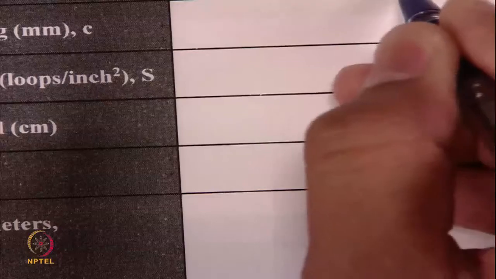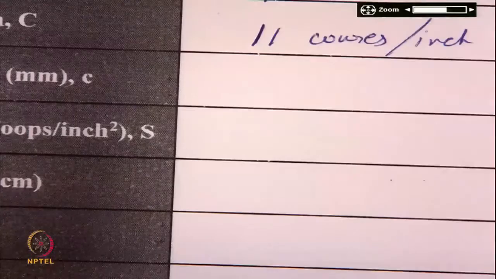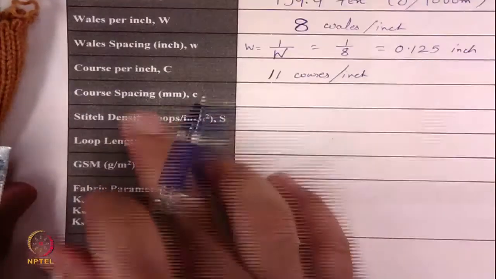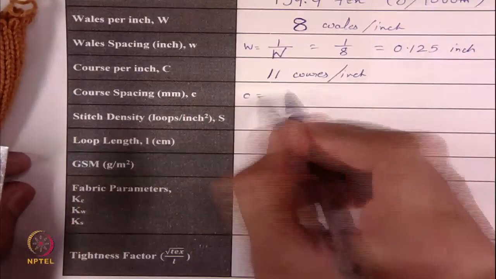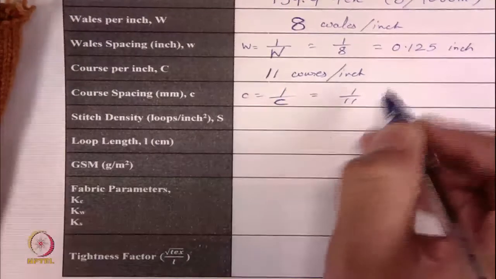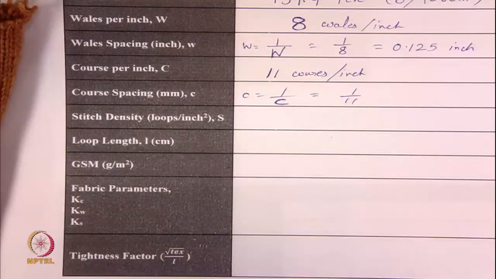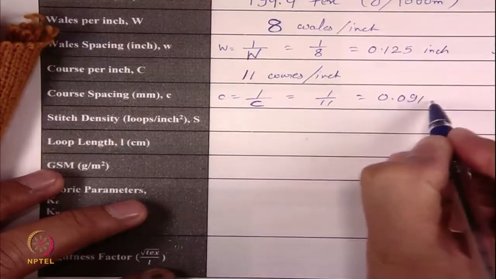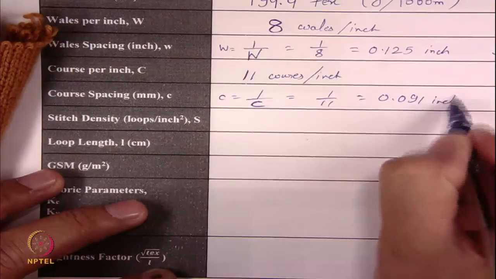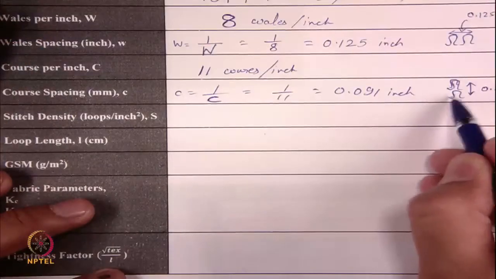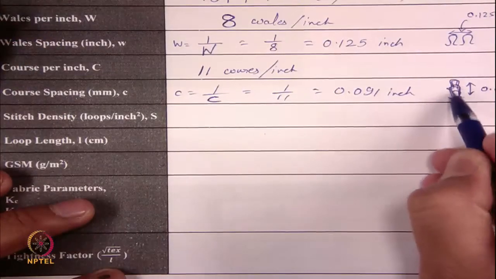You can definitely convert inch into centimeter. You can convert then courses in inch. Course spacing, again C is 1 by capital C, this is 1 by 11. Distance between two courses is equal to 0.091 inch. This is nothing but the distance between two loops along the column.